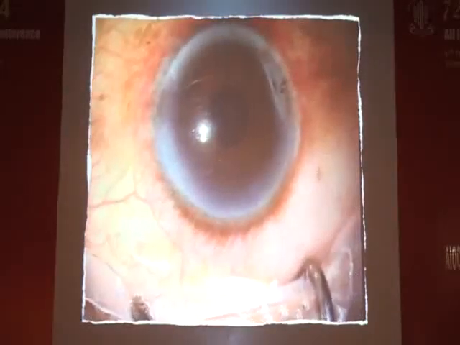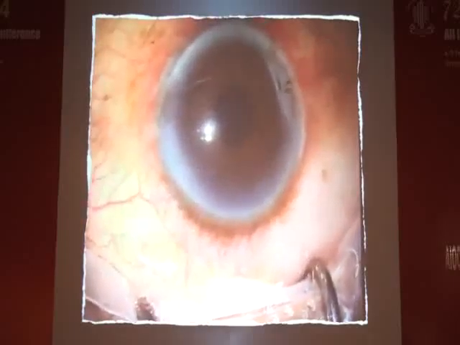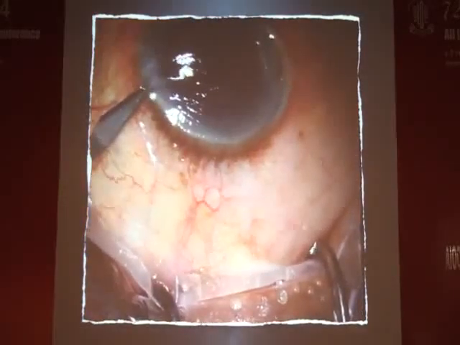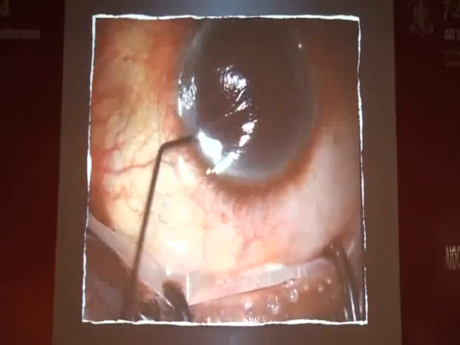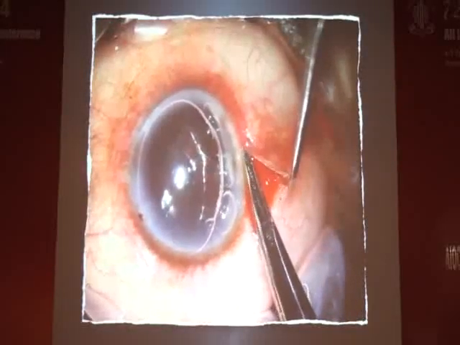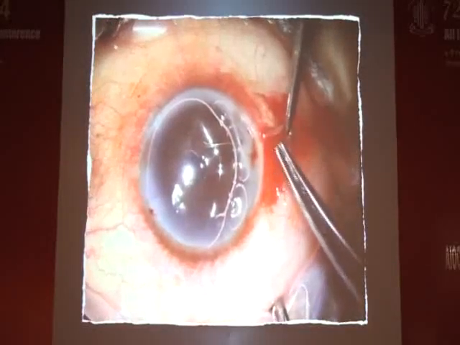And I'll show you another example of the same thing without all these little slips. Basically, you need a paracentesis. You need to get in air. This was a small perforation, but it would not seal with glue. We tried once and it came away.